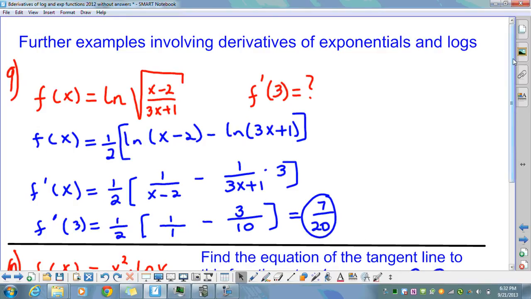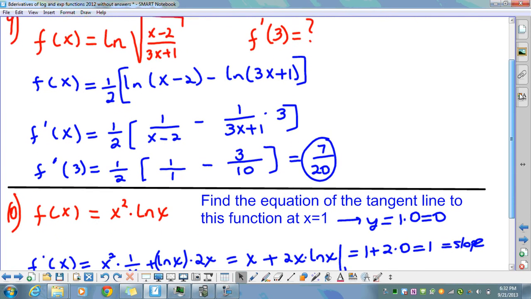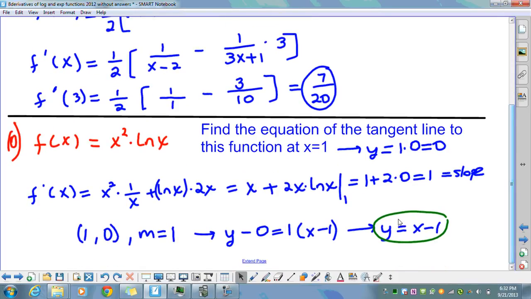And as for the second example, again, we start with the product rule. Then plug in 1 for x to get the slope. Plug in 1 into the original function to get the y, and get the equation of the tangent line by using the point (1, 0) and a slope of 1.